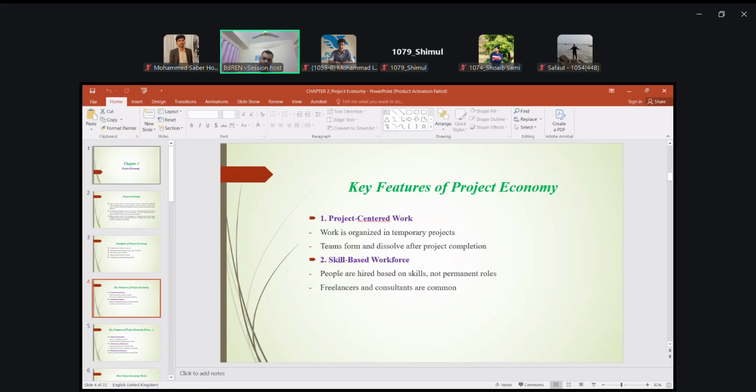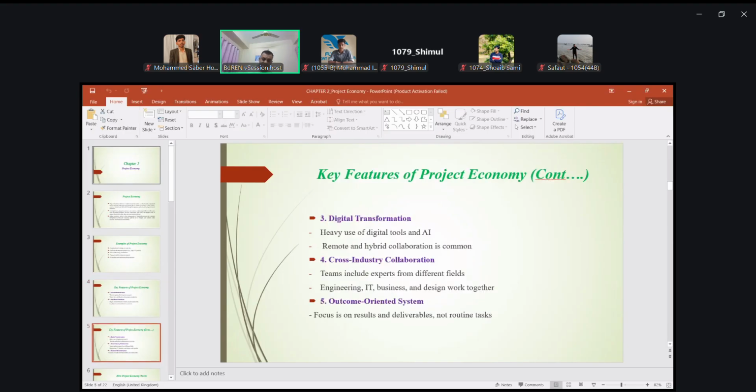Okay. So when you talk about project-centered work, here work is organized in temporary jobs, and teams form and dissolve after project completion. Then the second one, skill-based workforce, where people are hired based on skills, not permanent roles. That means that in a project team, people come with different skills for temporary roles and not for permanent roles. Okay, so freelancers and consultants are common examples of this.